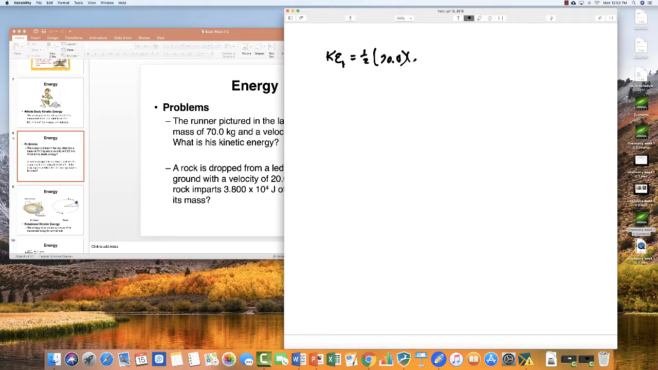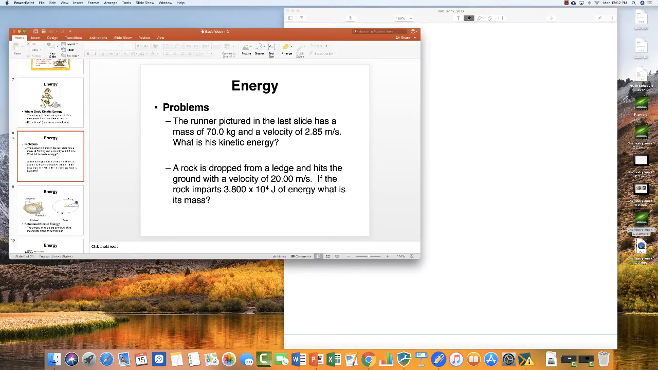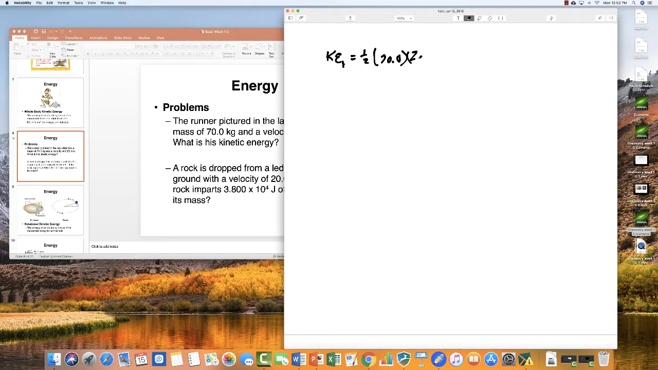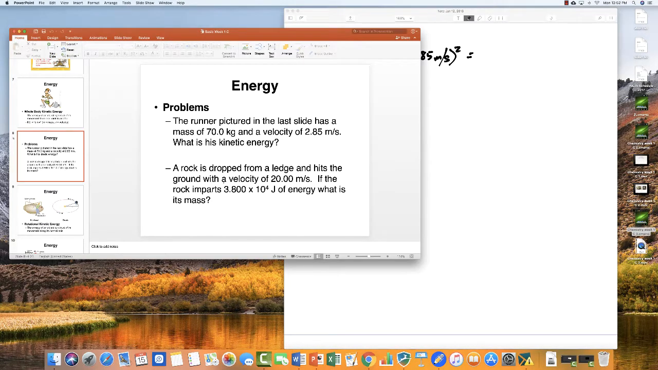So the kinetic energy, translational kinetic energy, is going to equal 1/2 times his mass, which is 70.0 kilograms, times his velocity, which was 2.85 meters per second, and that value would be squared. Now, I don't have a calculator on me, so you can do the mathematics here, but if you do this calculation, you'll find what kinetic energy he has. Well, let's look at this second problem.